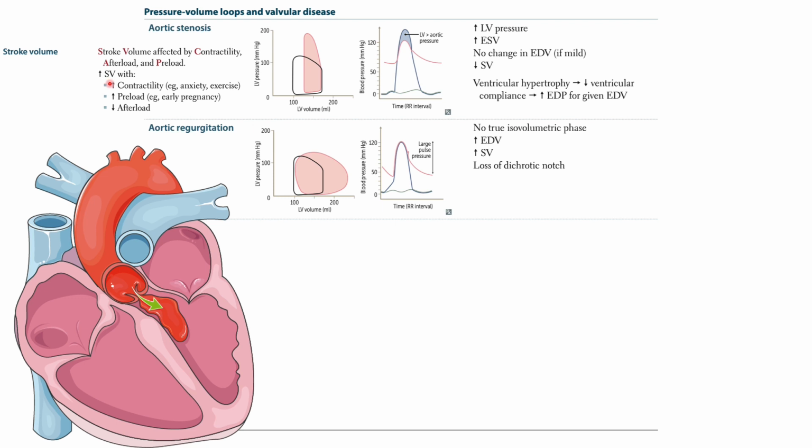And if you go back here, you're going to see that more preload means more stroke volume. And we know that this point is the point of preload. You move it this way, it increases. We have so much preload, so the end diastolic volume increases. And because preload increases, stroke volume increases, so the loop is going to be wider.